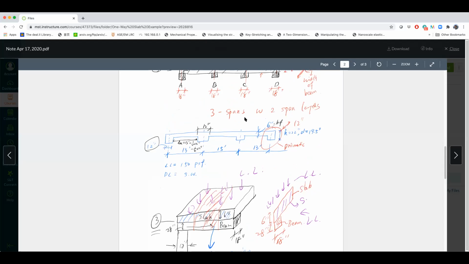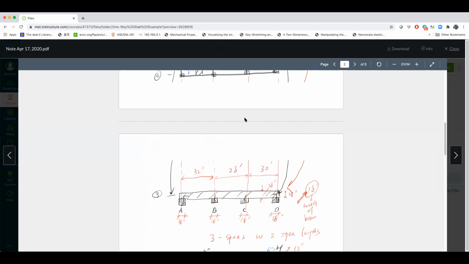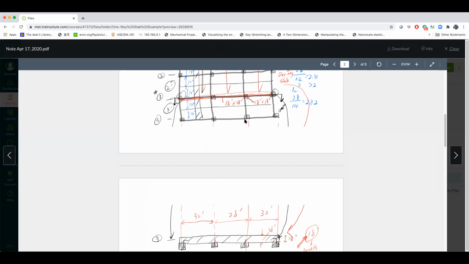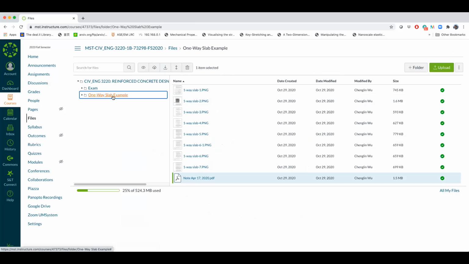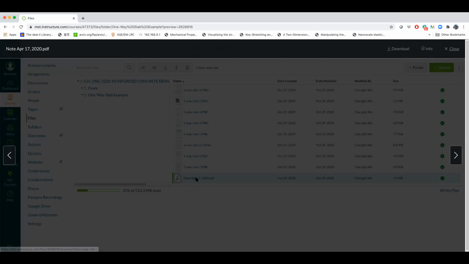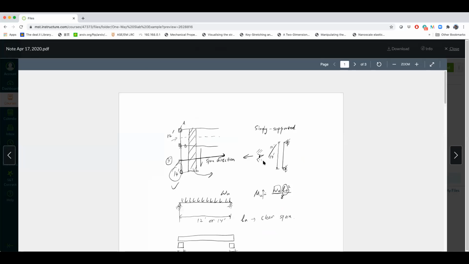All right, so this is an additional example, a one-way slab. It's in the file folder, and there's a one-way slab example. Let me show you where it is. You can go here, there's a one-way slab example. There's a note dated April 14th, 17th, that's from last semester. This additional example, I just want to show you, okay?